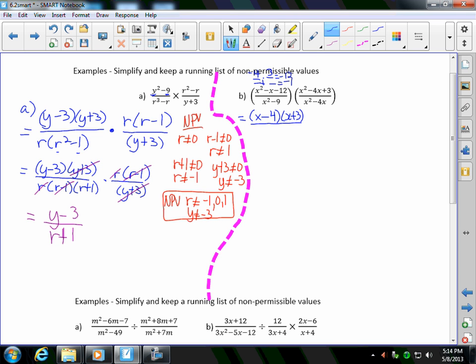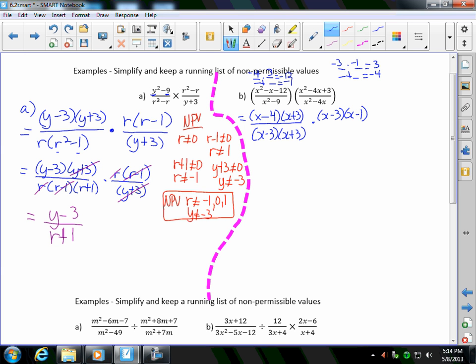On the bottom, x squared minus 9, that's the difference of squares, so I have x minus 3 times x plus 3. On my second rational there, I have x squared minus 4x plus 3, so I'll product and sum. Product of 3, sum of negative 4, so that's going to be a negative 3 and a negative 1. So I have x minus 3 times x minus 1.